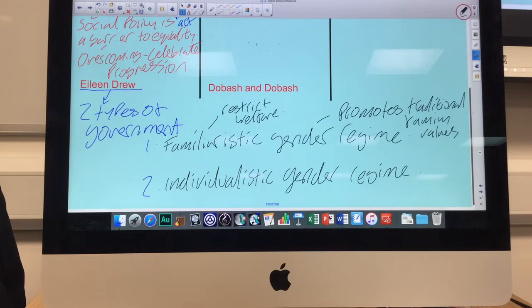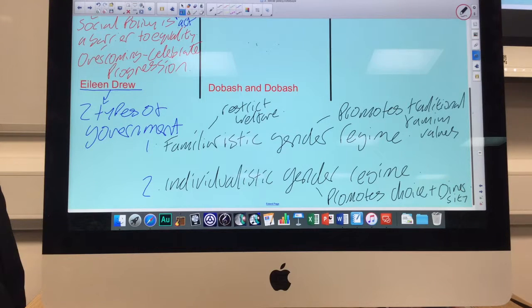An individualistic gender regime is the complete opposite. So basically, it's just one that promotes individualism and choice and diversity. Put choice and diversity, so you're not using the same word in the concept. So it's an up-to-date government trying to encourage people to live the life they want to live, giving equal rights to men and women and gay rights and all that sort of stuff.